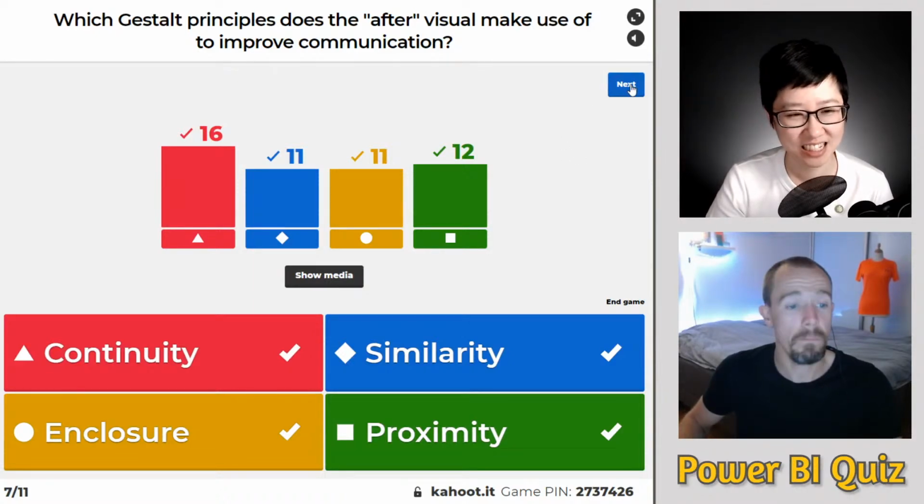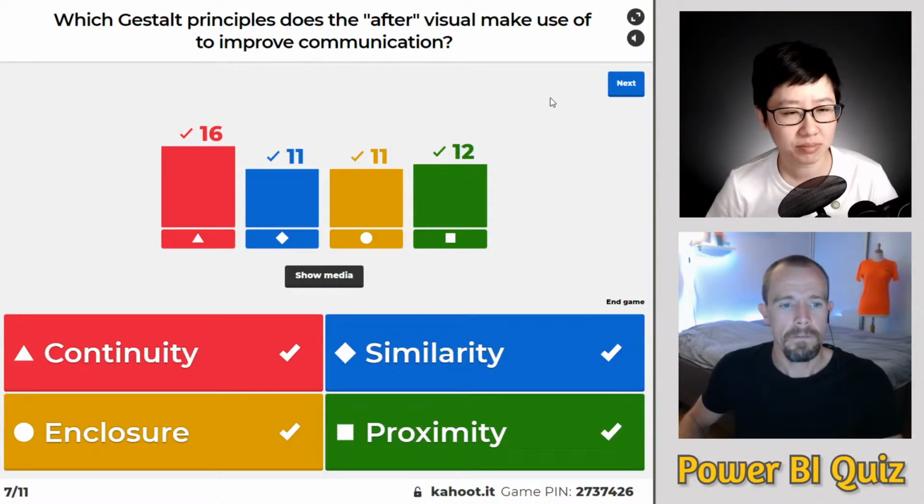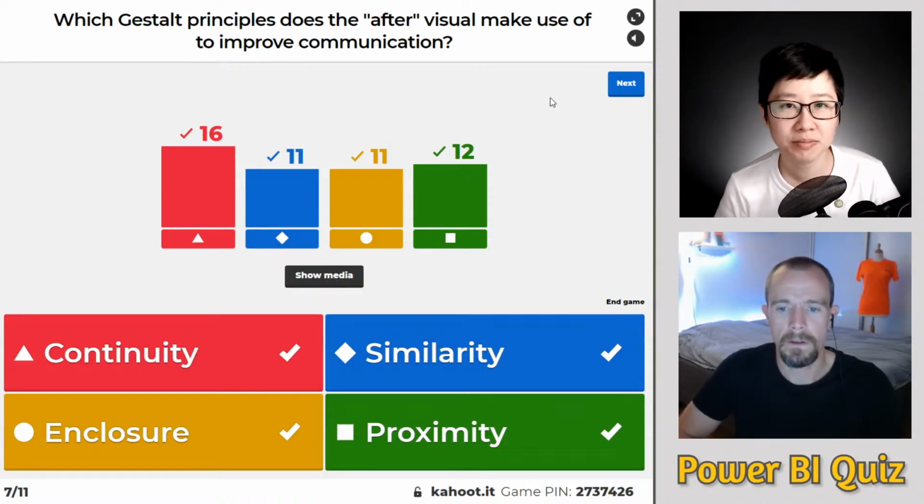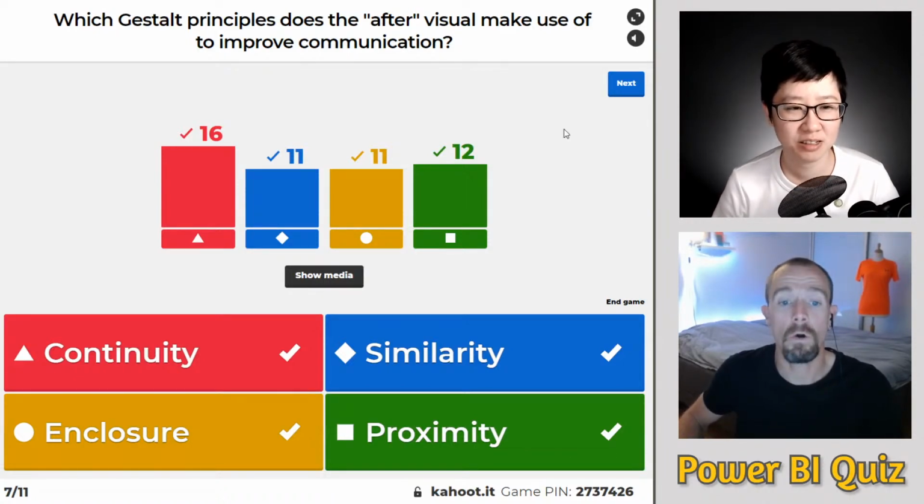But thank you very much, Grace, for the clear explanation of these 4. It's always nice to have something to watch, to see the concepts around these Gestalt principles.